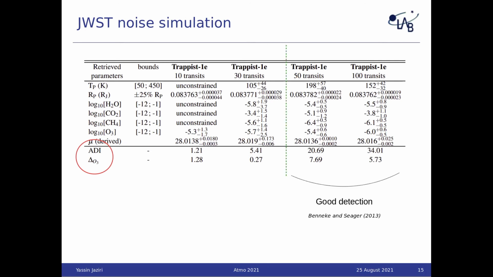And so we use the Benneke and Seager criterion, saying that for a bias factor more than 5, you can say that it's a good detection. And so here, what we've found is a good detection for 50 and 100 transits, meaning that it's still a challenge to detect ozone on such planets.